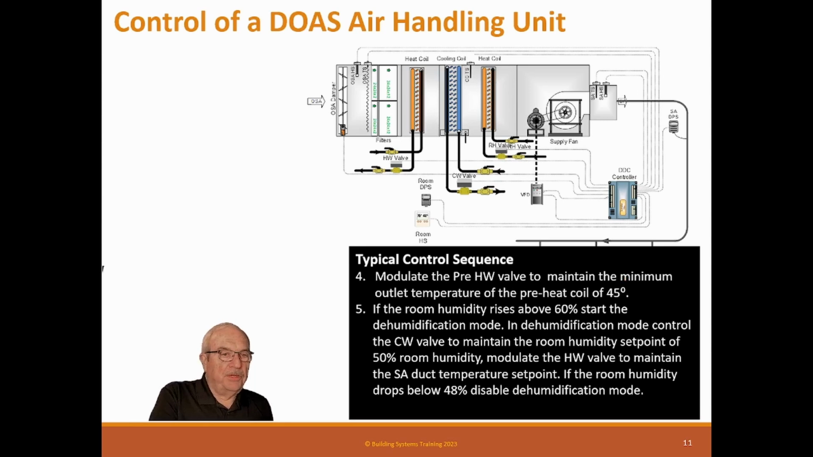If the room humidity, and this is a standard dehumidification cycle, gets above 60%, we're going to go into dehumidification mode. In that mode, we're going to open the chill water valve, and we're going to drop the temperature of the air coming out of the chill water valve to get a lot of moisture out of it. And we're going to modulate that chill water valve. So first, when it starts, it goes full open. And then it watches the room humidity and will modulate that valve to 50%.